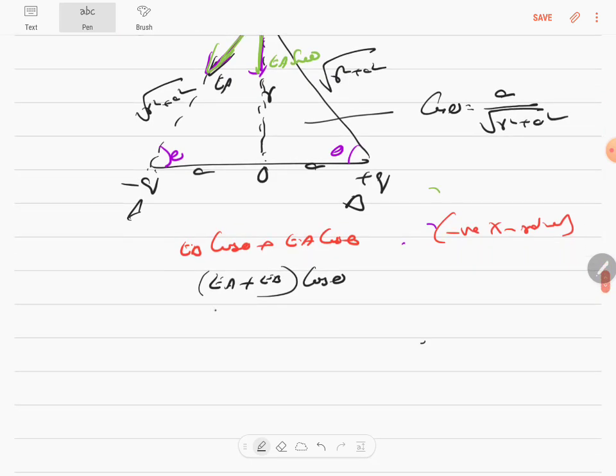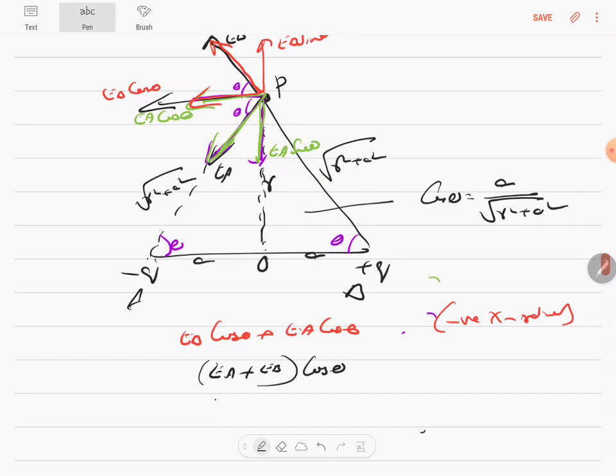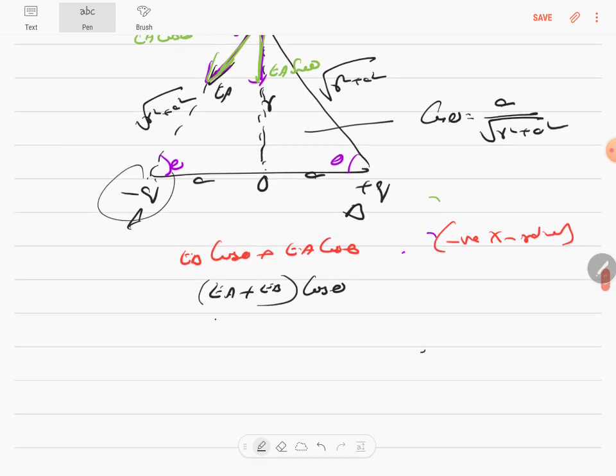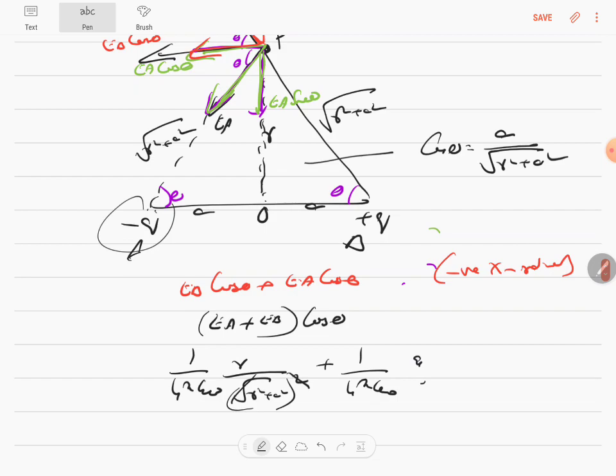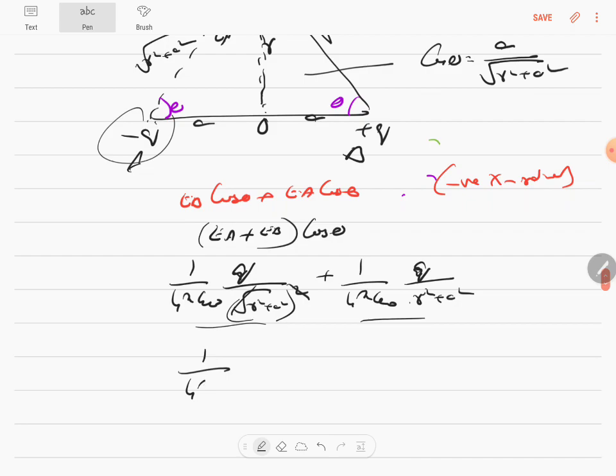So substituting that, what is EA? EA is the electric field due to this charge. You shouldn't take the minus into account. 1 by 4 pi epsilon naught, should not take the minus into account. So it's 1 by 4 pi epsilon naught into q by distance the whole square, root of r square plus a square the whole square, where root and square will get cancelled, plus 1 by 4 pi epsilon naught into EB, which is also q. The charge q by root of r square plus a square the whole square, which is r square plus a square. So it's adding up twice. So it will become 1 by 4 pi epsilon naught into 2q by r square plus a square.